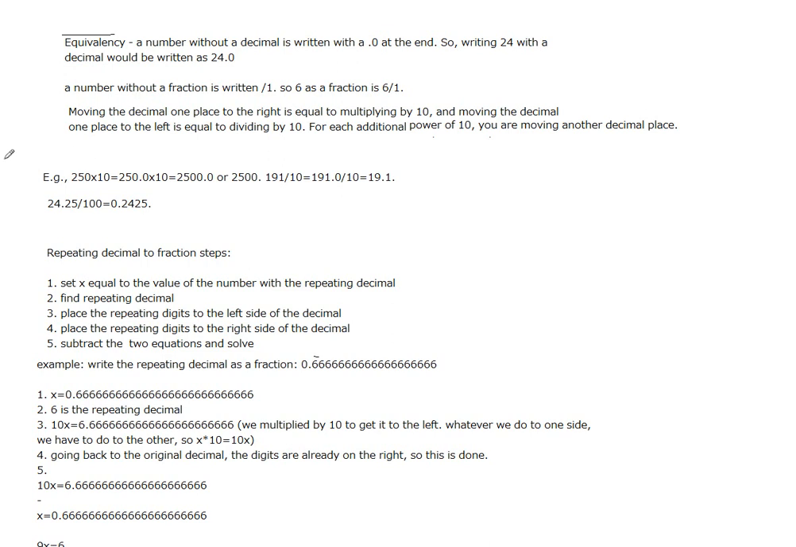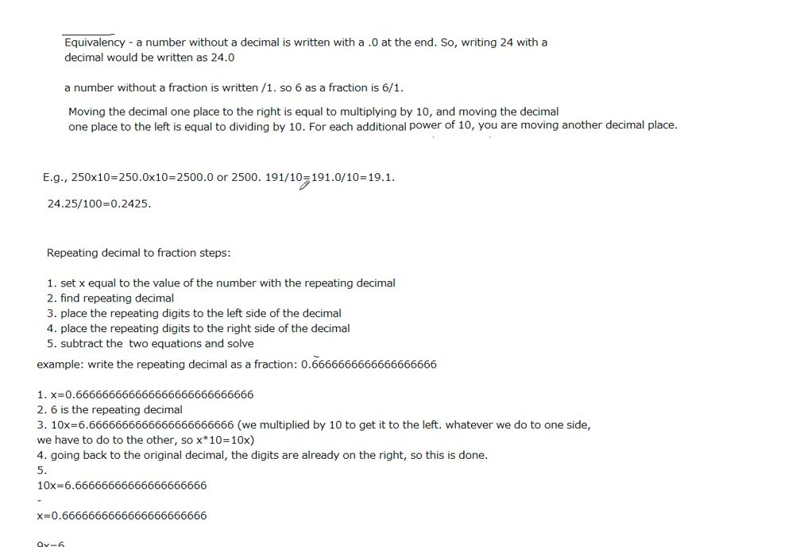So here's an example I have. 250 times 10 is the same thing as 250.0 times 10. So again, back to the equivalency. If we move the decimal 1 to the right, since we have times 10, it's going to become 2,500. Okay? Now, here's one with division. With division, we move the decimal to the left.